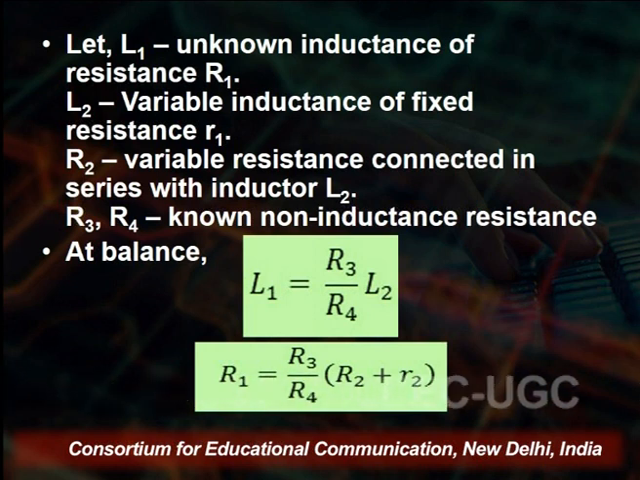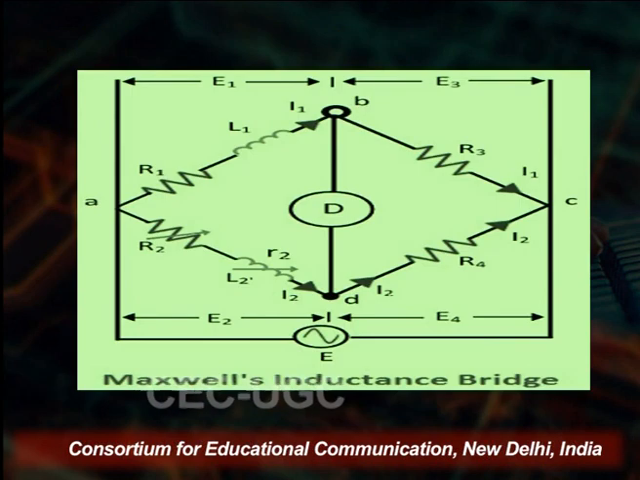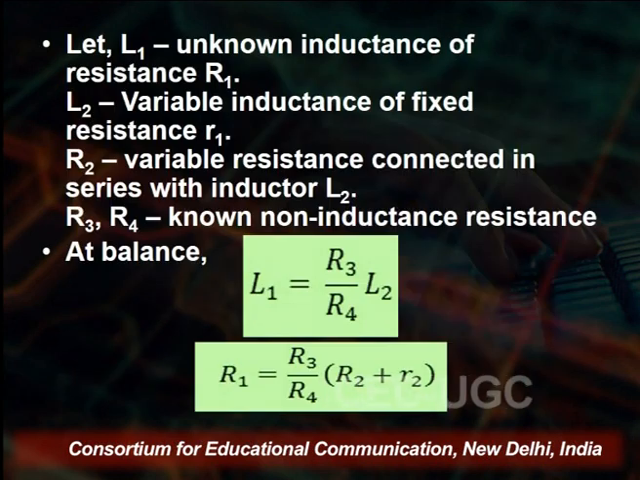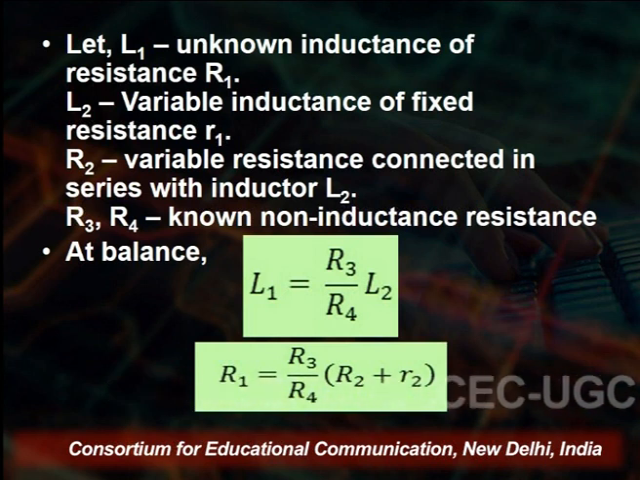Here you see L2. Now, R2 is a variable resistance connected in series with the inductor L2. Next, R3 and R4 are the known non-inductive resistances. At balance we can write L1 is equal to R3 by R4 into L2.